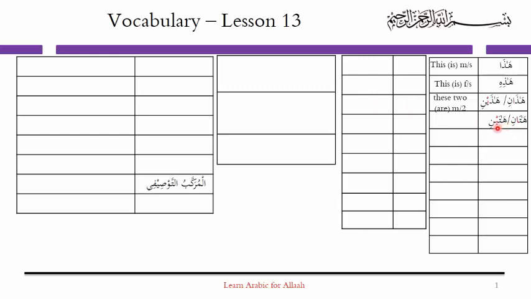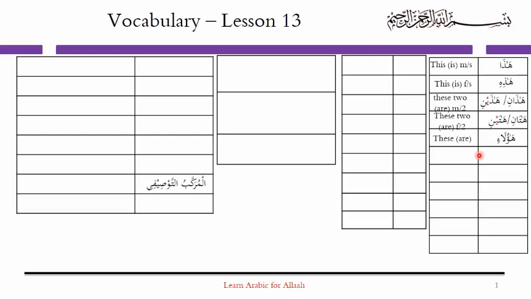Hatani, hataini. These two are feminine dual. Okay, again, this is marfu bi alif, majrur and mansub bi ya. And then we have ha'ula'i. Ha'ula'i means these are.